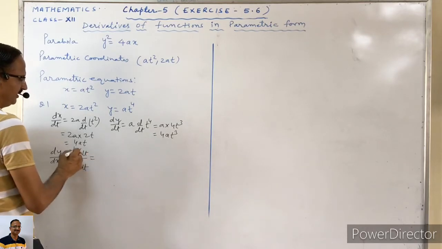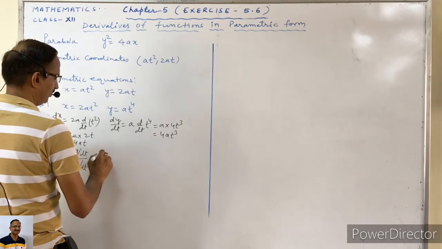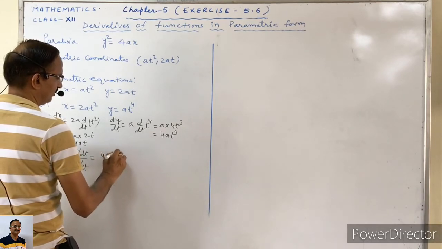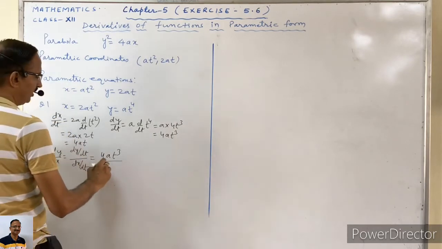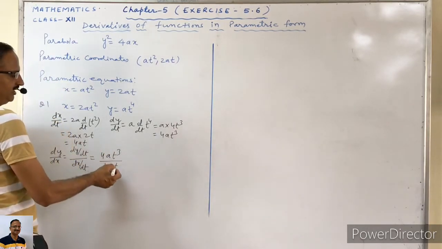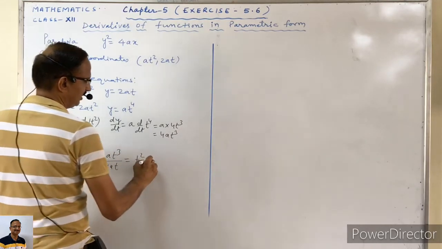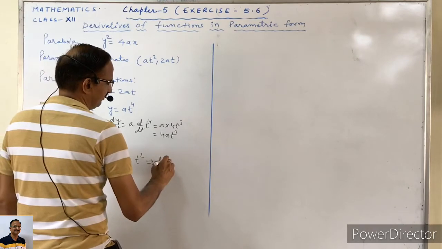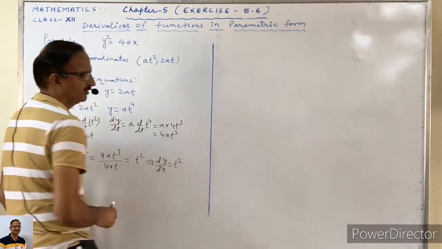So the value of dy by dt is 4at cube and the value of dx by dt is 4at. Now 4a cancel and t is also cancelled and we will get t square. So this implies that dy by dx is t square.